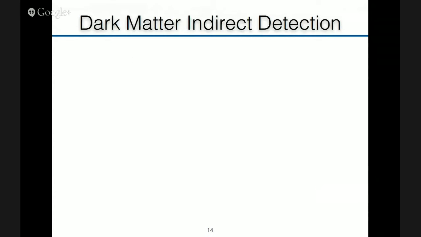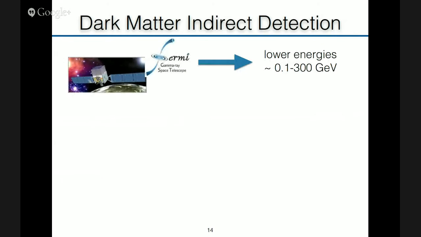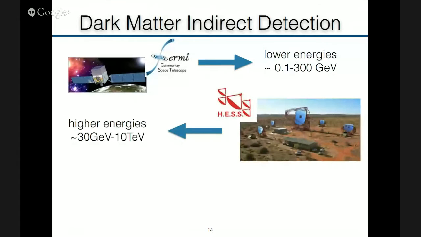So I'm going to talk a little bit about the methods that we have for indirect detection. I'm not going to go into detail. I'm just going to talk about the experiments whose data I've been working with. We have the Fermi telescope, which is orbiting the Earth, which is able to detect at, let's say, lower high energies of 0.1 up to 300 GeV. We have the Earthbound H.E.S.S. telescope, which is an imaging atmospheric Cherenkov telescope, which detects higher energies than the Fermi telescope.